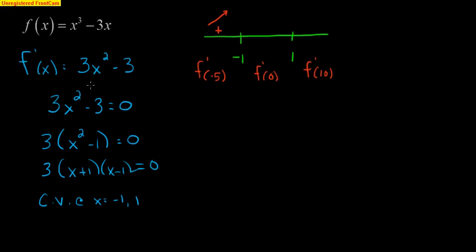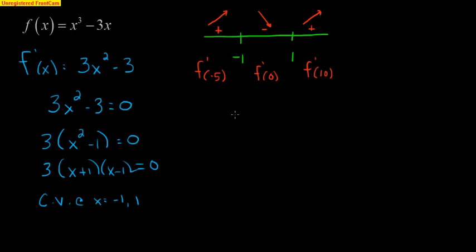And then I'm going to plug in 0. That's an easy one to plug in. Plugging in 0 is going to make that 0. Then I have -3. That's going to make it negative. And that means I'm going to be decreasing. And then I try 10. 10 squared is 100 times 3, minus 3. That's going to be positive. And I'm back to increasing.